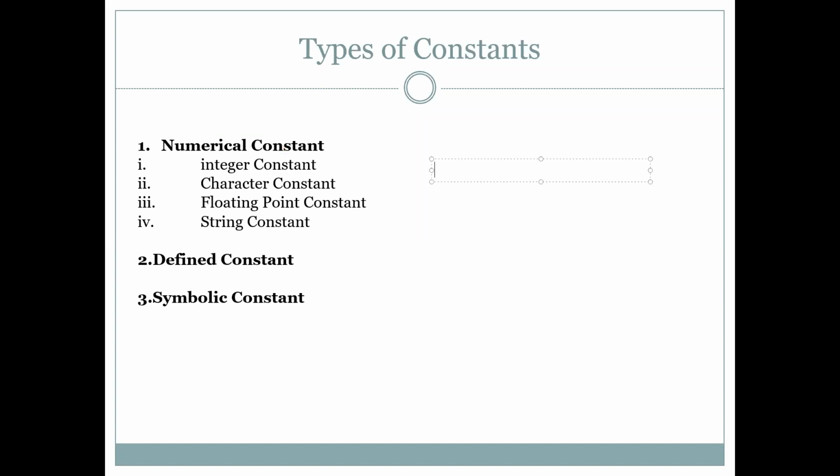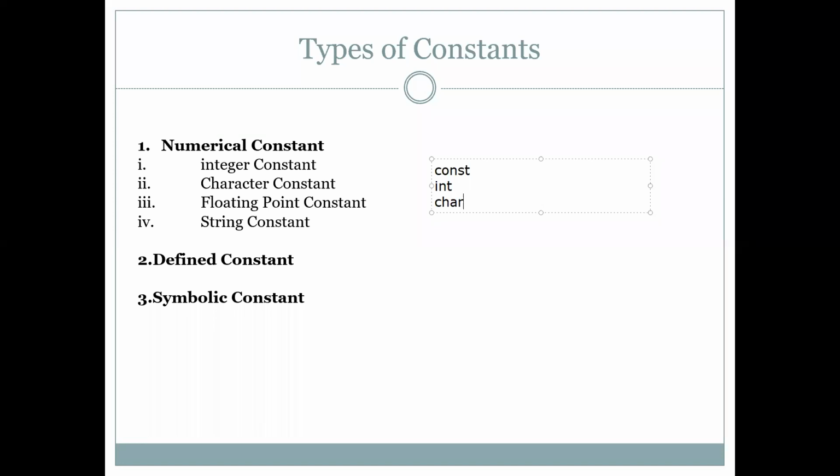So const means C-O-N-S-T. This keyword you have to use. Everything should be in small case because this is a case sensitive language. You have to use every keyword as it is. For integer, write int. Everything is small. For char, write everything in lowercase. Okay.